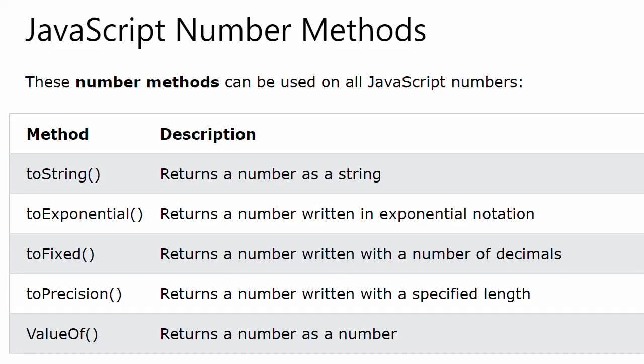In this lecture, we will learn about JavaScript number methods. These number methods can be used on all JavaScript numbers. Our first method is toString. It will return a number as a string. ToExponential will return a number written in exponential notation. ToFixed returns a number written with a number of decimals. ToPrecision returns a number written with a specified length. ValueOf returns a number as a number.